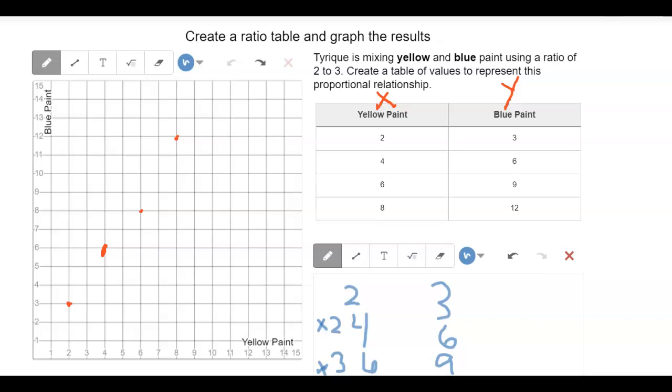And that's my ratio. And if I wanted to draw a line, I could. And I could draw a line to connect the dots. I know it's messed up, but that's pretty much it.